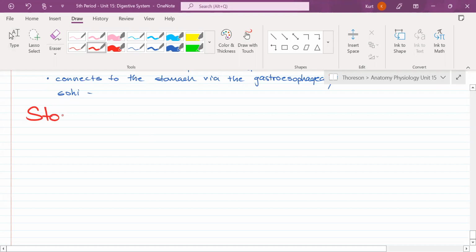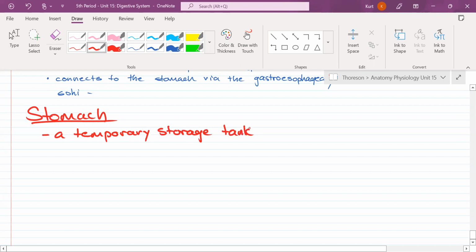All right, your stomach is located underneath the left side of your chest. It's the upper left side of your abdominal cavity. It is a temporary storage tank. Food will stay in your stomach for a few hours. If you throw up food that you just ate, it was still in your stomach.